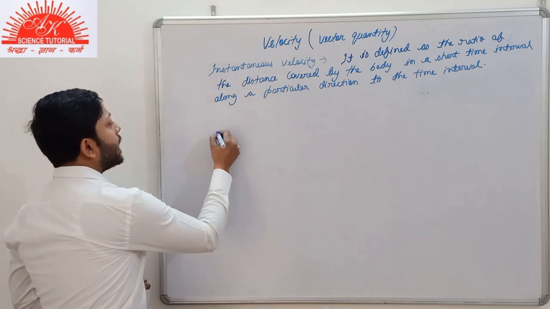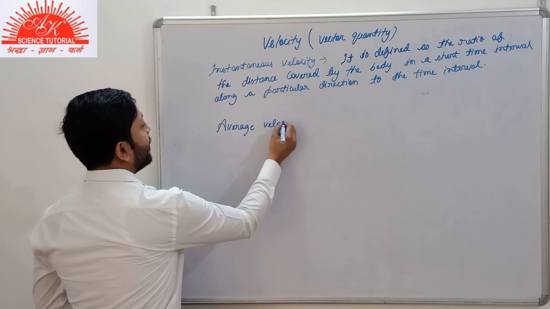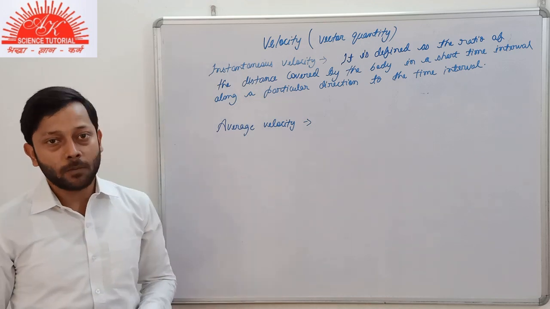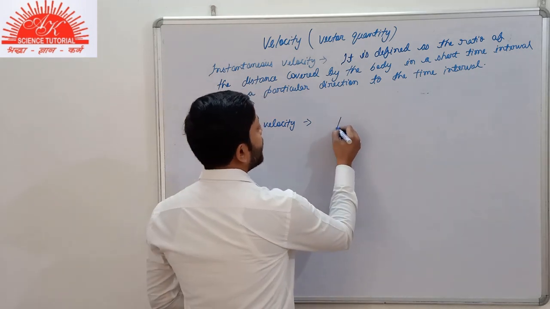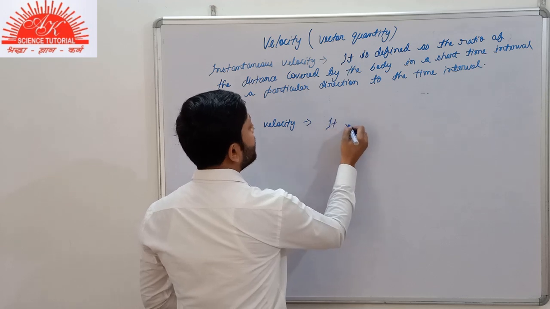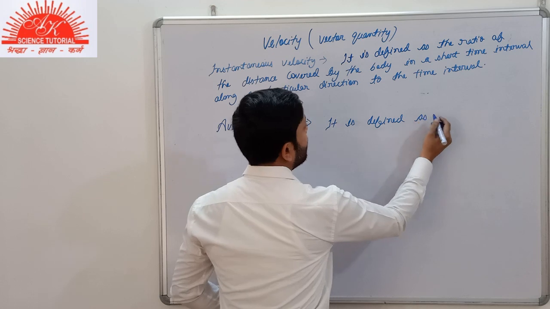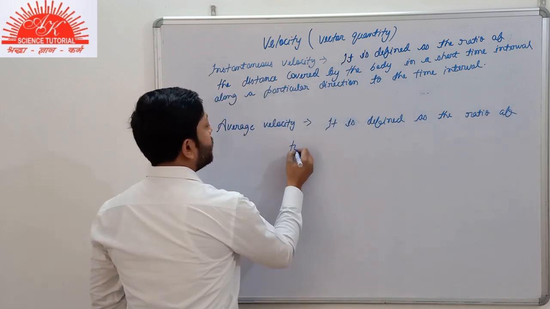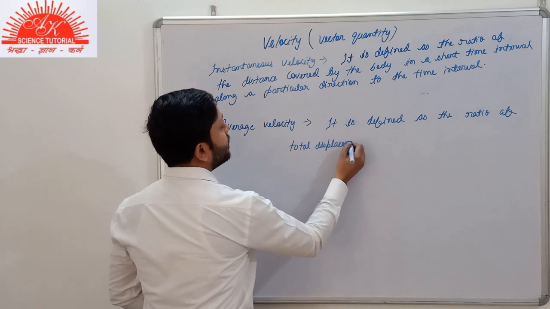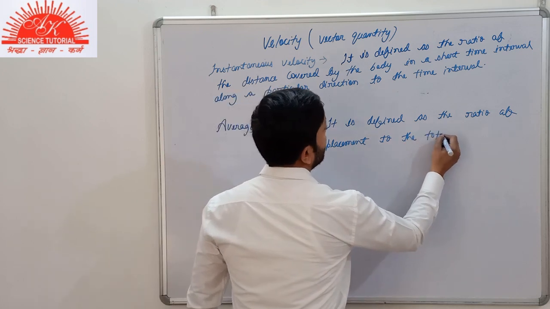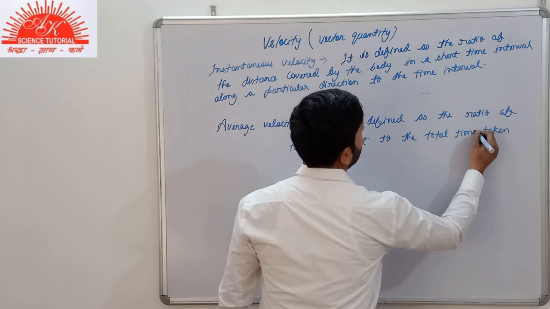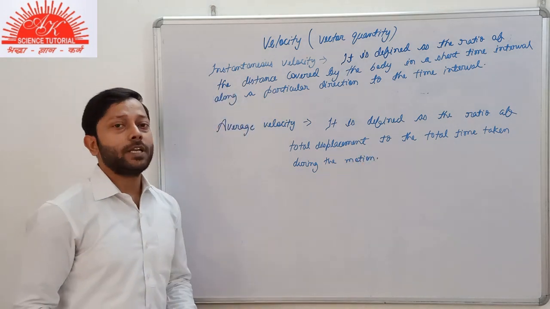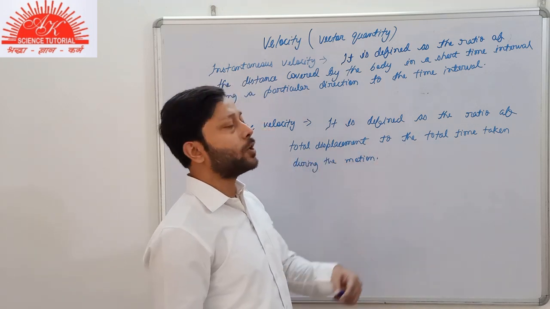Now we will get to know about the average velocity. As I told you about average speed, it is the same idea; the only difference between average speed and average velocity is the direction. So how do we define average velocity? It is defined as the ratio of total displacement to the total time taken during the motion. So what is average velocity? The ratio of total displacement to the total time taken.